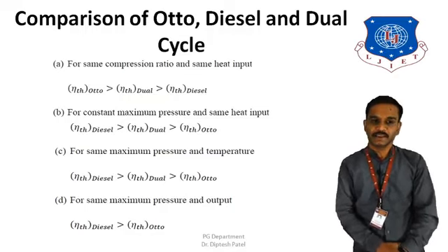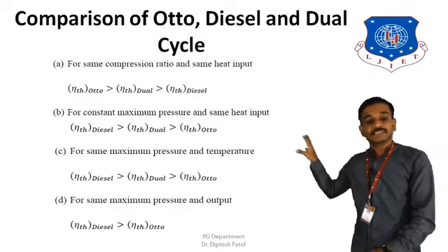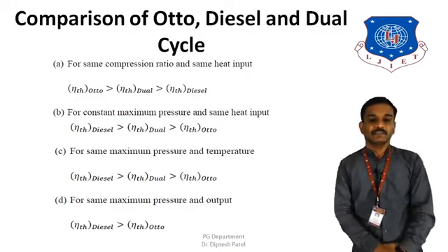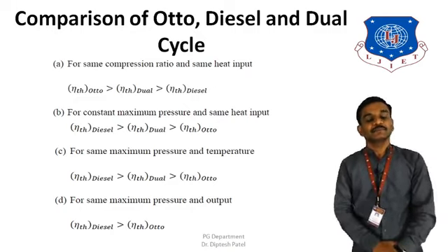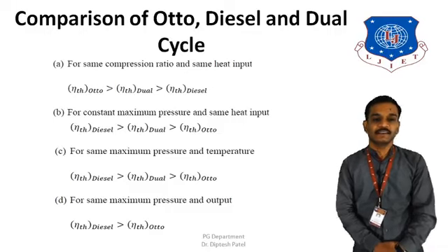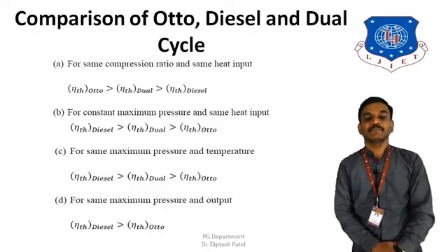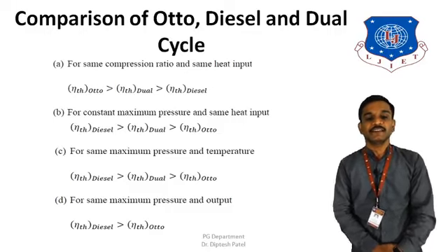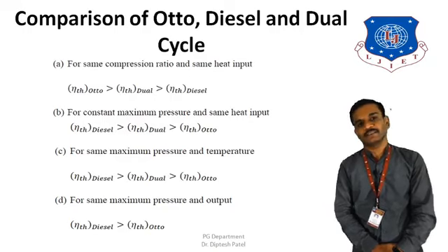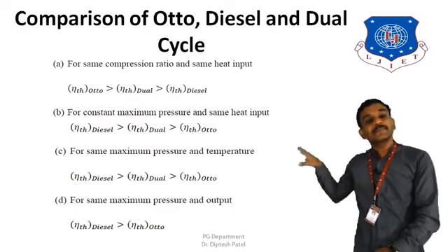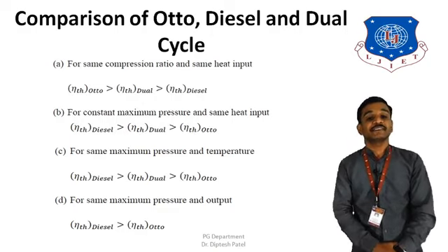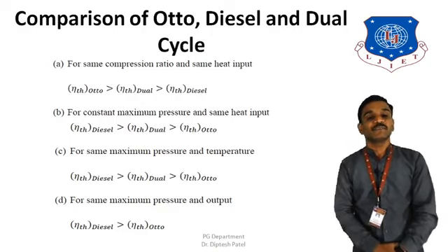For the third case, for same maximum pressure and temperature, the efficiency of the diesel cycle is again higher than the efficiency of the dual cycle, that is also higher than the efficiency of the Otto cycle. In the last case, for same maximum pressure and output, the efficiency of the diesel cycle is higher than the efficiency of the Otto cycle. So this is the comparison of the efficiency of various cycles with respect to the different parameters.